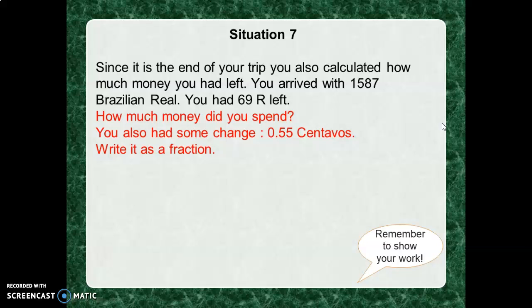You also had some change, 0.55 centavos. Write it as a fraction.